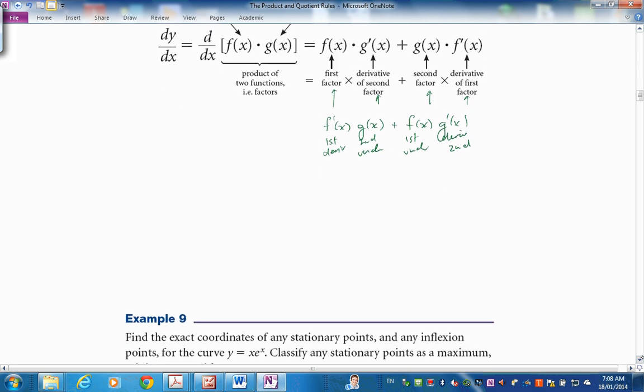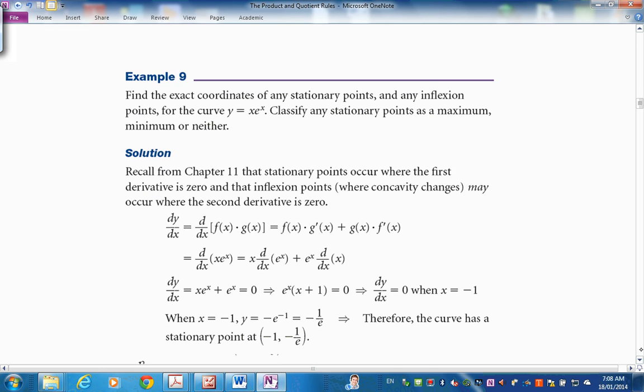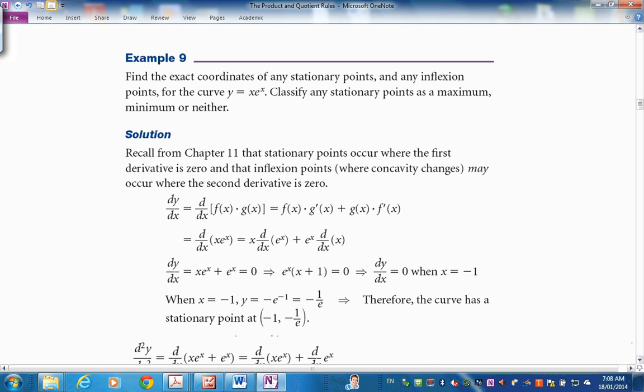Okay, let's go down. Have a look at a few examples here. Find the exact coordinates of any stationary points and any inflection points for the curve y equals x e to the x. So we're bringing things together now, giving a function where you'll have to use this rule and remembering the stationary points, maximum, minimum, etc. Let's have a look. So stationary points is when the first derivative is 0, and inflection points when the second derivative is 0. So we've got a bit of work to do.